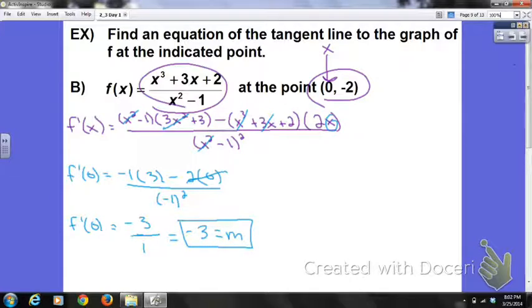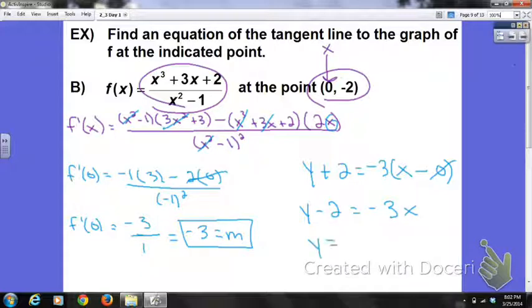Now we can use our point slope form to write the equation of the tangent line. So y minus y1, so we have y minus negative 2, so plus 2, equals m, negative 3, times x minus x1, which is 0. No need to have that there, so y plus 2 equals negative 3x. Or, since we're already almost there, we can also put it in slope-intercept form. y is equal to negative 3x minus 2.